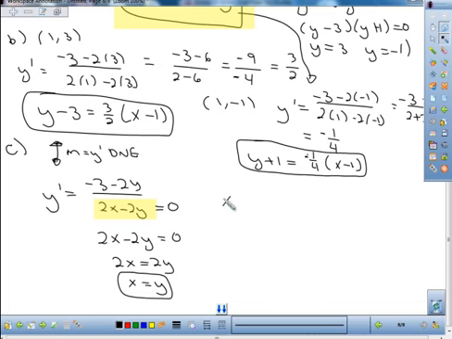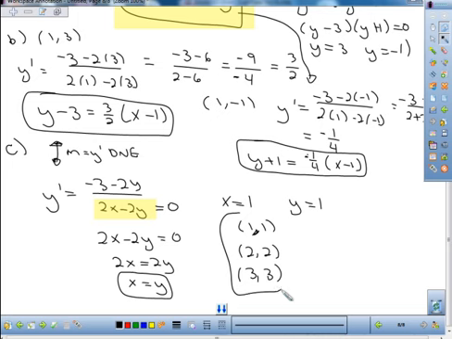So if x is equal to 1, that means that y is equal to 1. So at the point 1, 1, my slope or my tangent line is vertical. At the point 2, 2, my tangent line is vertical. At 3, 3, my tangent line is vertical. So there are going to be many points such that my tangent line is going to be vertical.